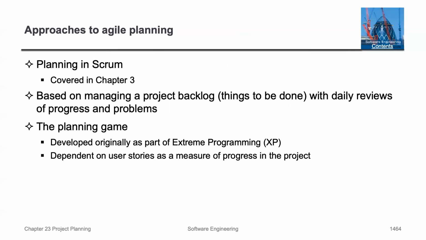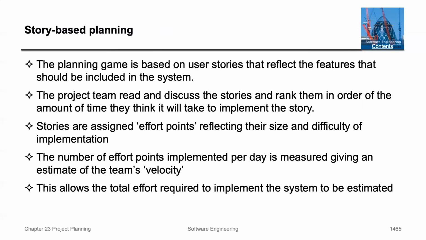For approaches to Agile planning, you could plan in a Scrum. This was covered in chapter 3, so you could review that. It could be based on managing a project backlog with daily reviews of progress and problems, and also having a planning game. Think in terms of extreme programming and things like that.